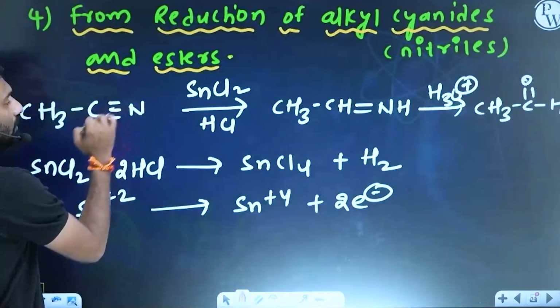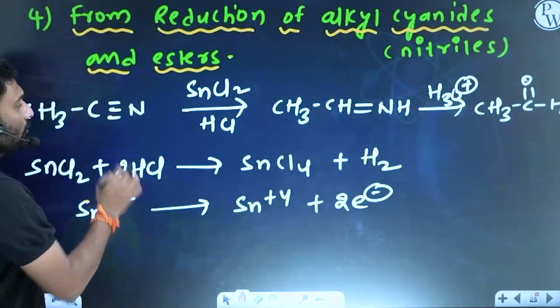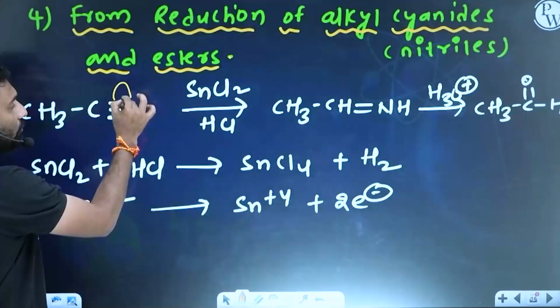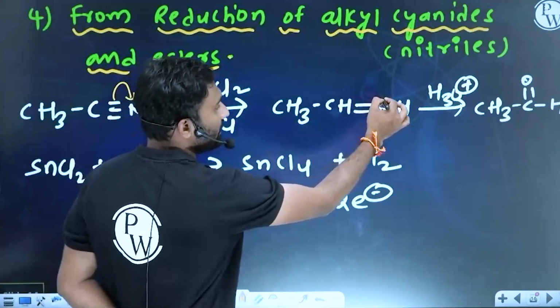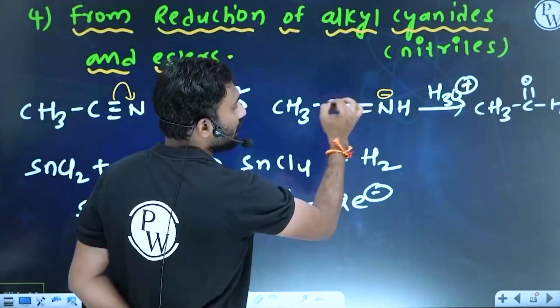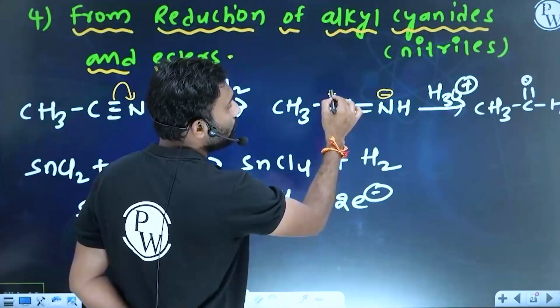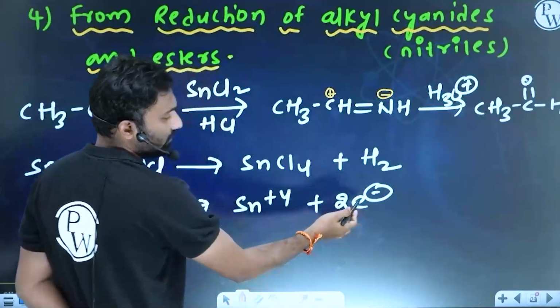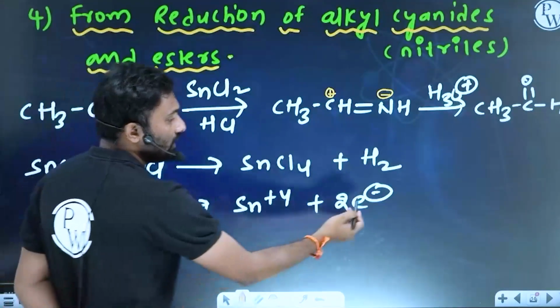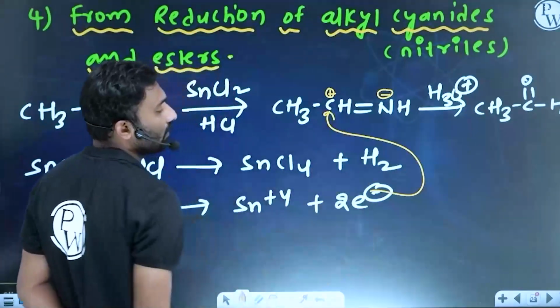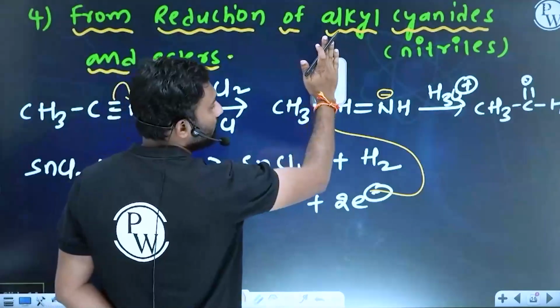Now look here, carbon and nitrogen: which is more electronegative? Nitrogen is more electronegative. Now this bond will be shifted toward the nitrogen. This will get the negative charge and this will get the positive charge. Now the tin has lost 2 electrons, and by taking these 2 electrons, what happens on the carbon?